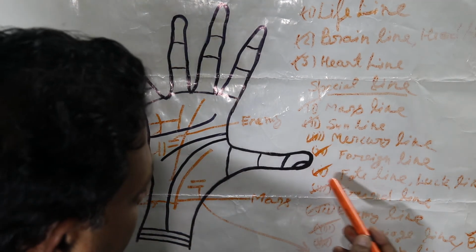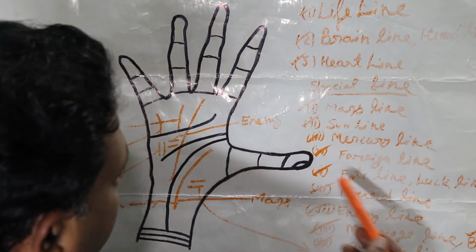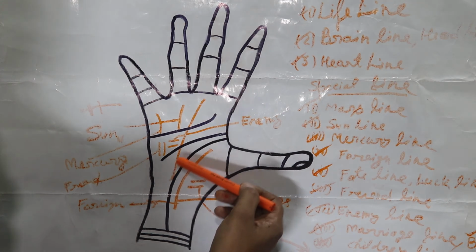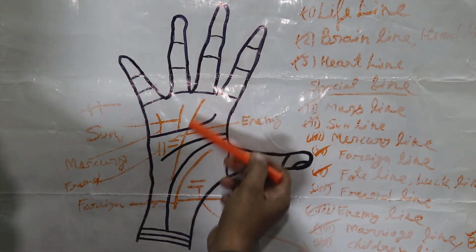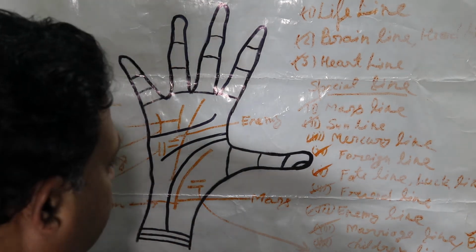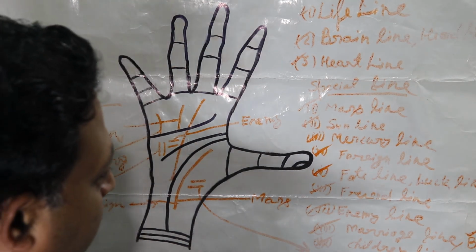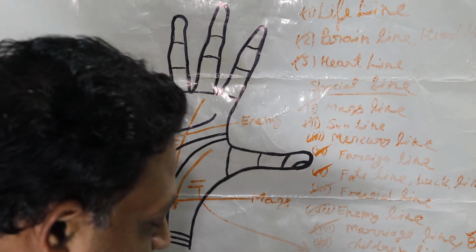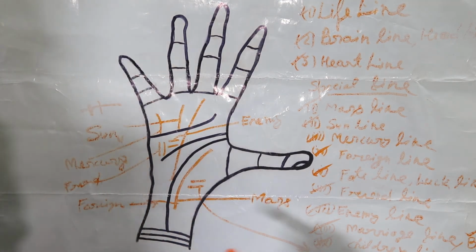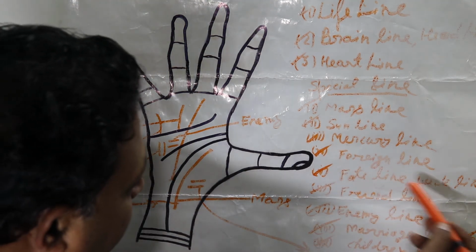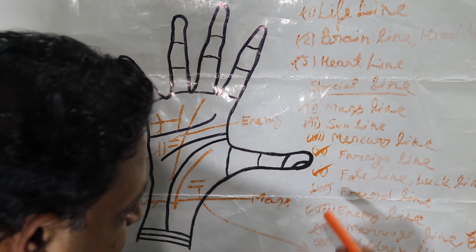Next, I described a little bit about the fate line or luck line. If this line is present in a person's palm, then it will boost his luck. So he will gain very much with little karma. His luck will be boosted if the luck line, fate line, is present in a palm.